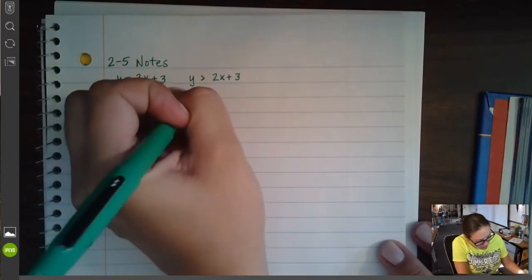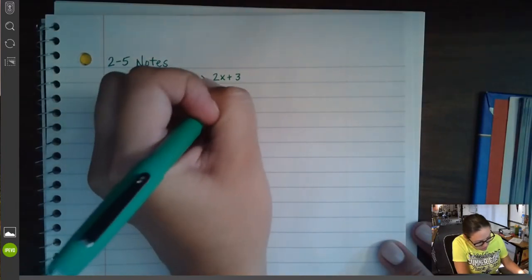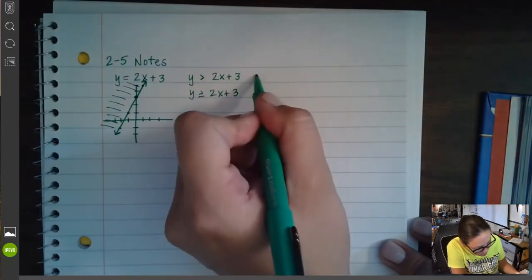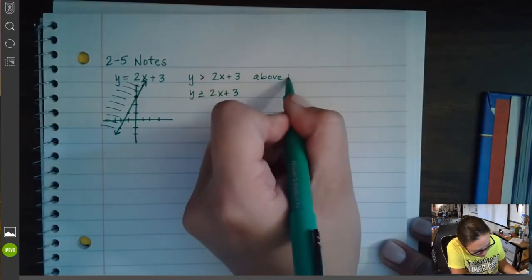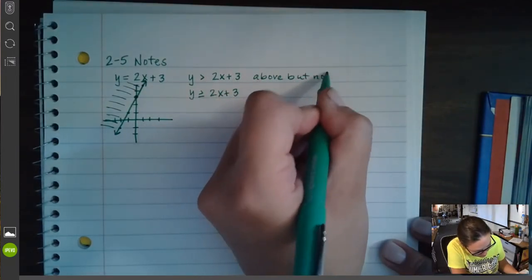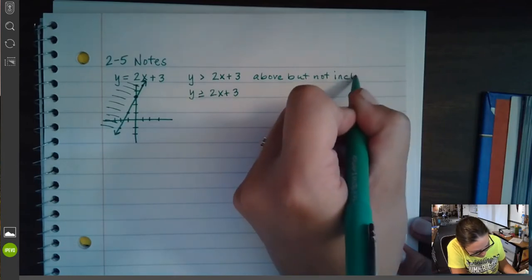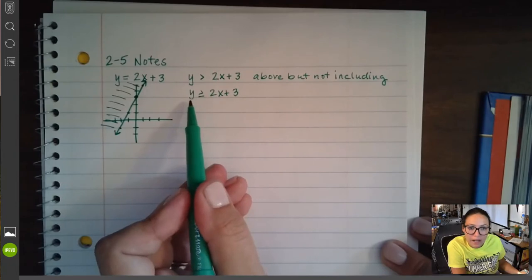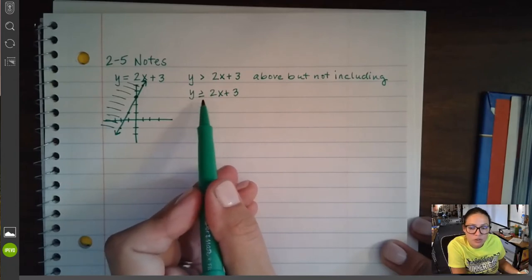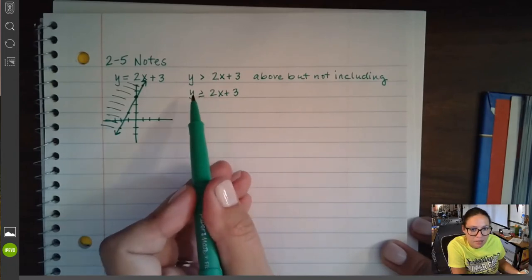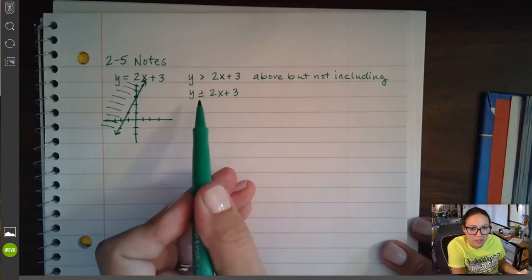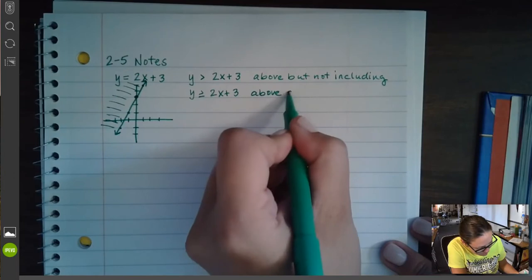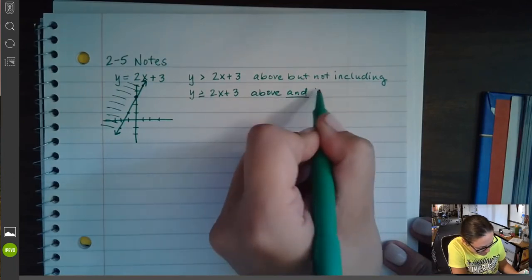How about y is greater than or equal to? So this was above but not including. Y is greater than or equal to means that it's going to be above and including because we can have the equal part, above and including.